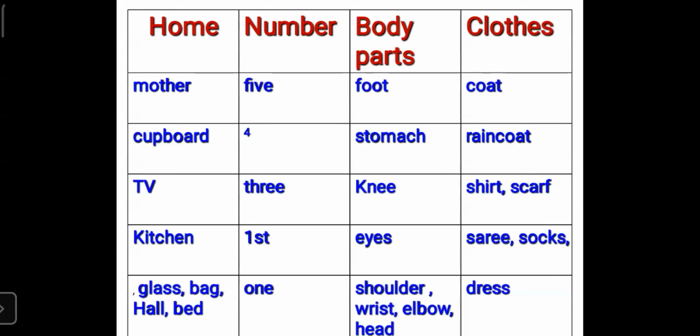Okay, children, all of you check your answers, those who have already written. In the home circle, you will write the words mother, cupboard, TV, kitchen. Father and spoon will also come in the home column. Then glass, bag, hall, and bed. All this will come in the home column. Those who have written yesterday this, you can check your answers.